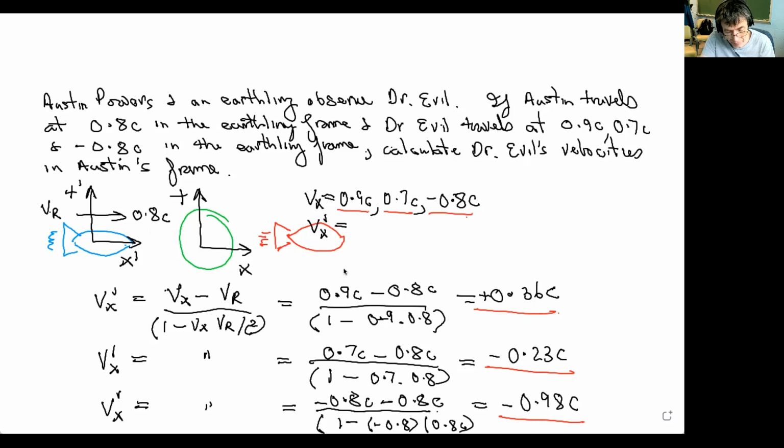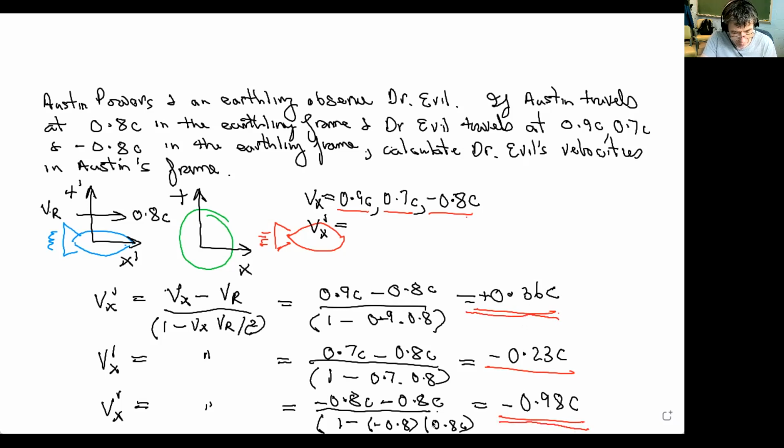traveling at 10% of the speed of light, because that's how much faster his speed was than Austin's speed in the Earthling reference frame. So this numerator here is 10% of the speed of light, 0.1c. But because of the relativistic velocity transformations, Austin actually sees Dr. Evil traveling towards the right at faster than that. It's actually more than a third of the speed of light. So that's an interesting point there. Another really interesting one, I'll jump down to the third example here.